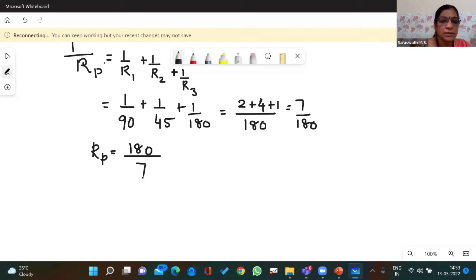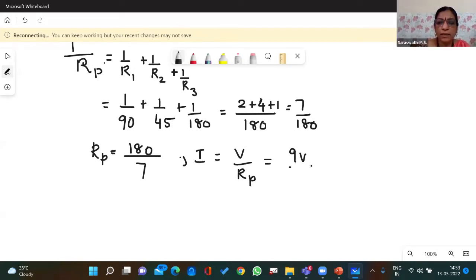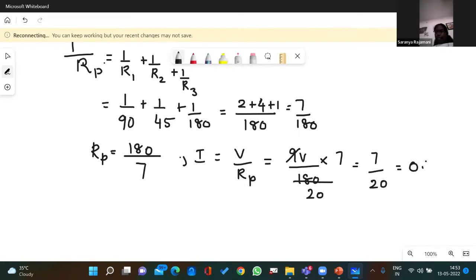What have they asked you to calculate? The current, right? I is equal to V by R, V by Rp, which will be 9 volt by 180 by 7. So 9 will go in 180, 20 times. So it will be 7 by 20. What is the answer? 0.35 amps. Okay. So this is how you calculate.